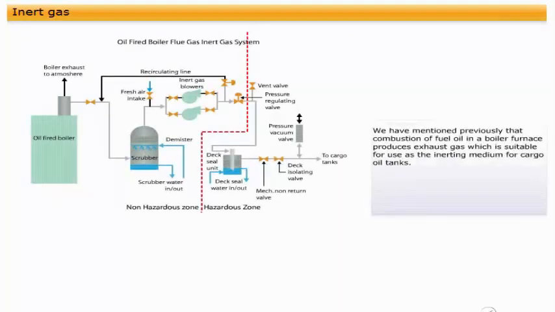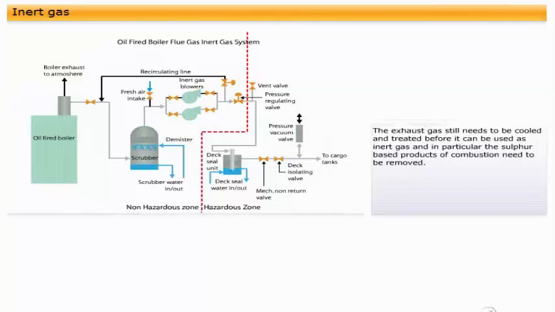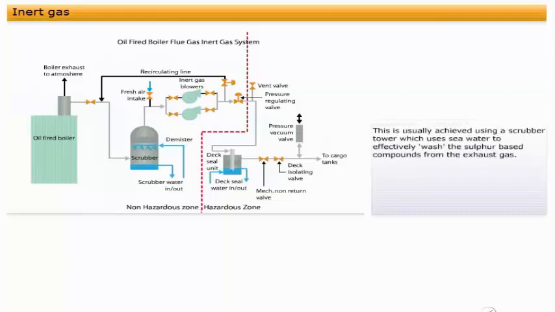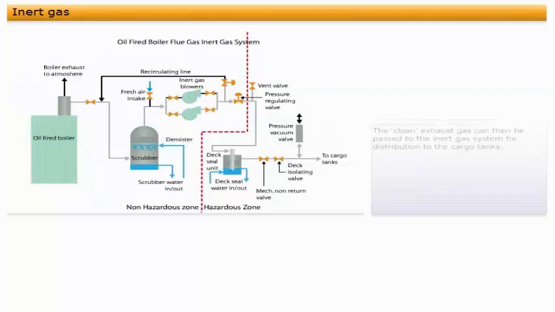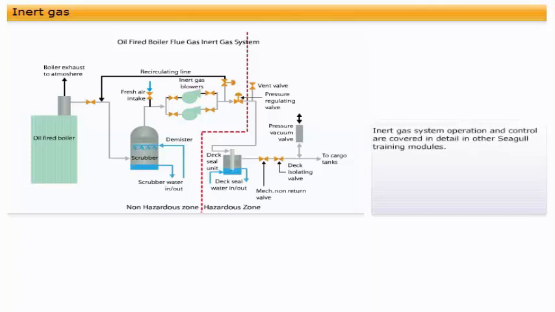We have mentioned previously that combustion of fuel oil in a boiler furnace produces exhaust gas, which is suitable for use as the inerting medium for cargo oil tanks. The exhaust gas still needs to be cooled and treated before it can be used as inert gas, and in particular, the sulfur-based products of combustion need to be removed. This is usually achieved using a scrubber tower, which uses seawater to effectively wash the sulfur-based compounds from the exhaust gas. The clean exhaust gas can then be passed to the inert gas system for distribution to the cargo tanks. Inert gas system operation and control are covered in detail in other Seagull training modules.